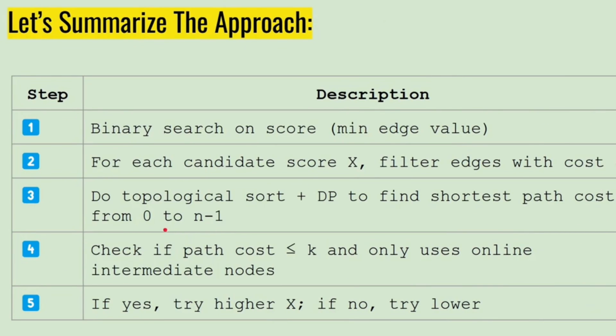So if we summarize this, very first we do the binary search on the score, the mid edge value. For each candidate score x, we filter the edges with cost greater than or equal to x. Then we do a topological sort with DP to find the smallest path cost from 0 to n minus 1. Then we check if the path cost is less than or equal to k, using only online intermediate nodes. If yes, we'll try a higher x. If no, we'll try a lower one.